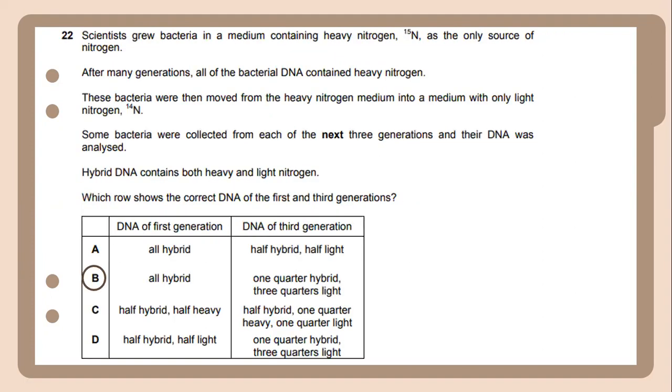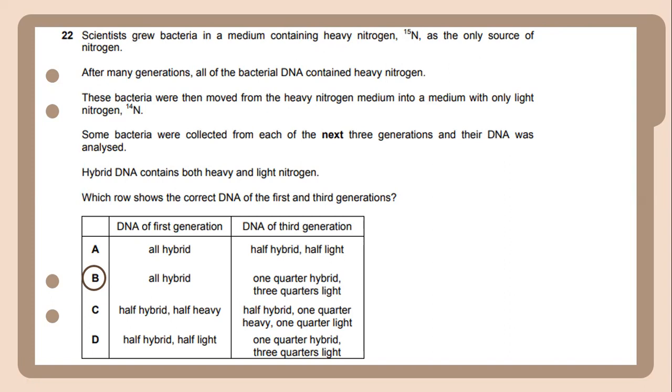Scientists grew bacteria in a medium containing heavy nitrogen as the only source of nitrogen. After many generations, all of the bacteria contained heavy nitrogen. These bacteria were then moved from the heavy nitrogen medium into a medium with only light nitrogen.